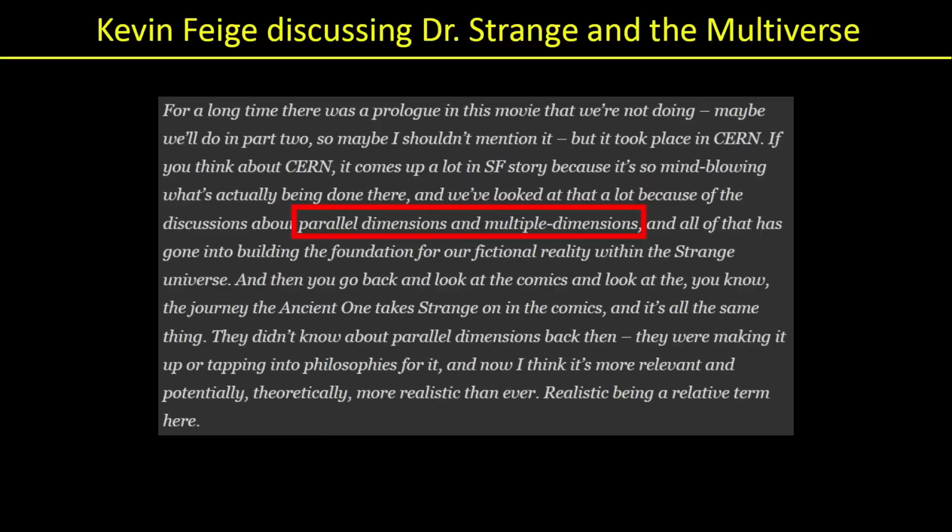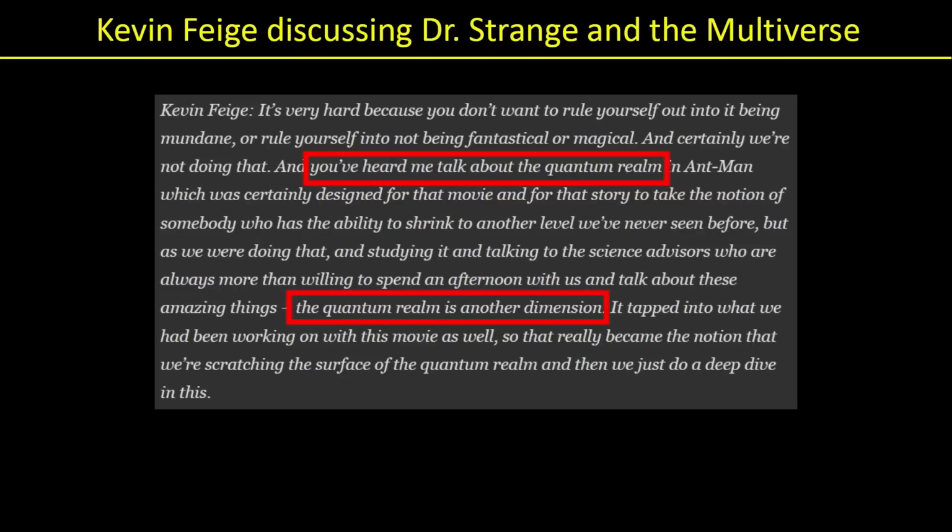Now, I think when he says parallel dimensions, he's really talking about the multiverse, and we'll see why in a second. And then later when he's talking about multiple dimensions, that's like the dark dimension and the quantum realm, etc. But anyway, keep this thought in mind. Okay, he also says, you've heard me talk about the quantum realm. The quantum realm is another dimension. So it seems like realm and dimension are being used interchangeably there. A lot of usage of the same terms in this article, unfortunately.